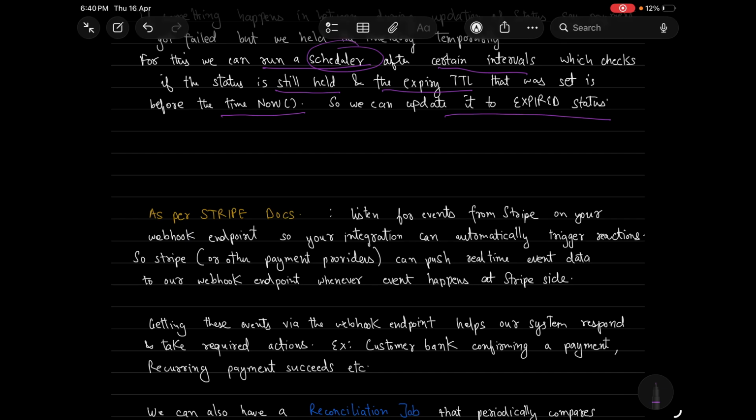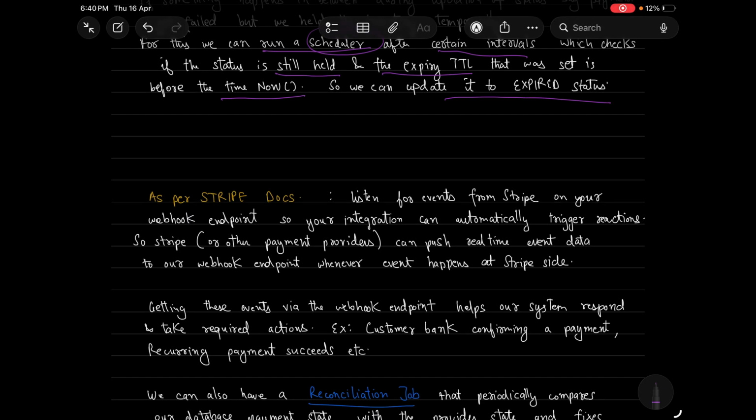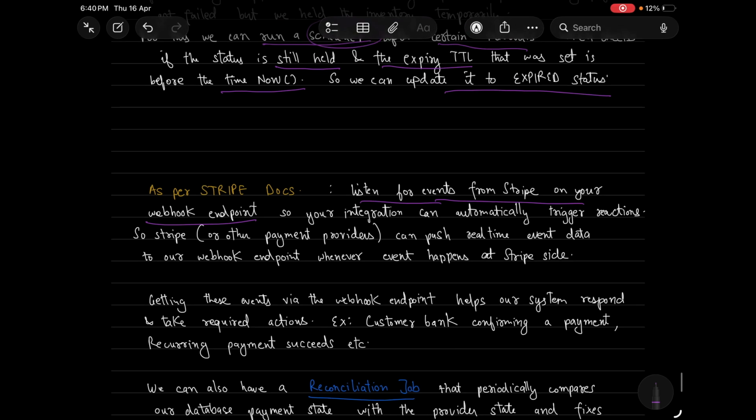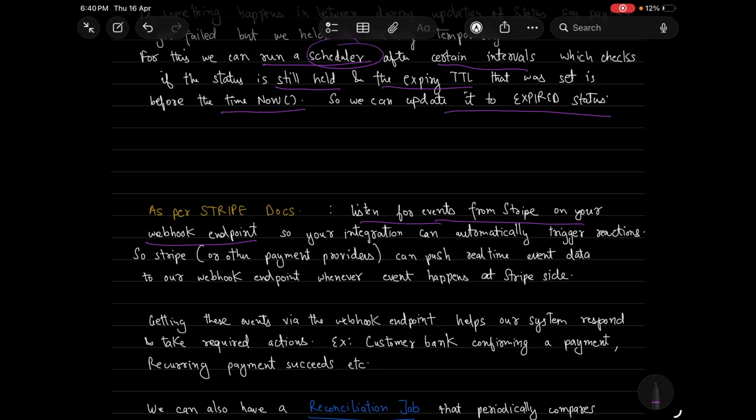As per the Stripe docs, it listens for events from Stripe on your webhook endpoint. So this is what we are discussing, going a little deeper into the payment side of things. It listens for events from Stripe on your webhook endpoint, and your integration can automatically trigger reactions. So Stripe or other payment providers can push real-time event data to our webhook endpoint, which we have integrated, whenever an event happens at the Stripe side.